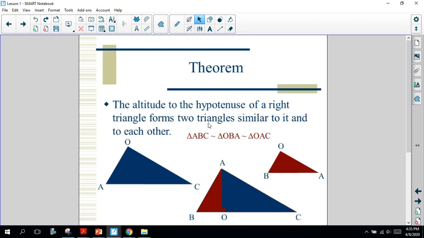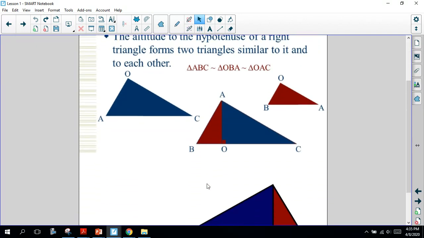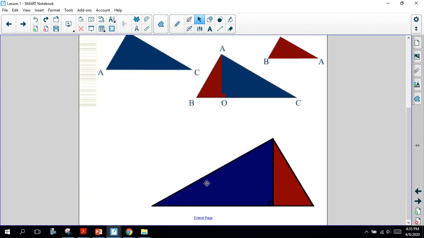With that being said, here we go. Our first theorem deals with that exact diagram. It basically is saying that if we have the altitude AO drawn in here, there are three triangles that are similar. And we're going to refer to those three triangles as the baby bear, the mama bear, and the papa bear.